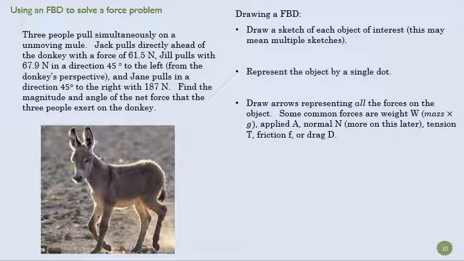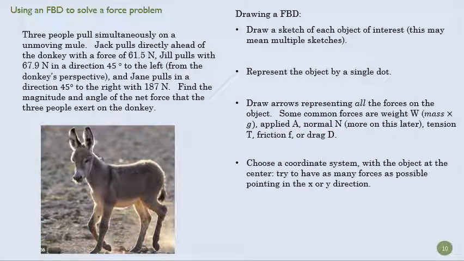And then the next step is to draw arrows representing all the forces on the object. And this is the tricky one, right? We have to really think about what forces they are and in which direction they're being applied. We've talked about weight force and applied force. We'll talk about normal force in just a couple slides. And then next time we'll talk about a whole range of different forces like tension, friction, and drag. So we've drawn those arrows around our dot.